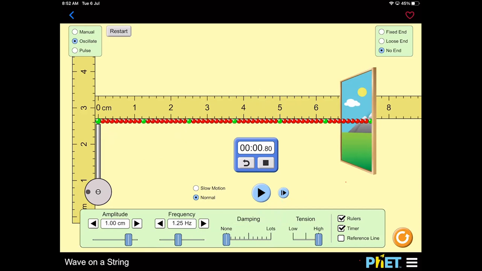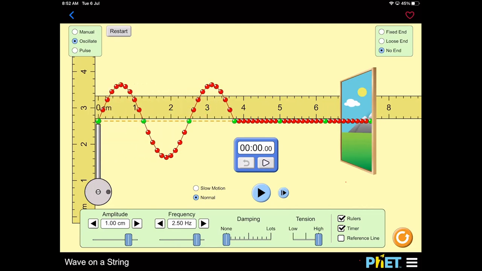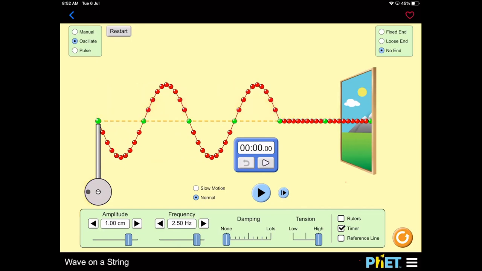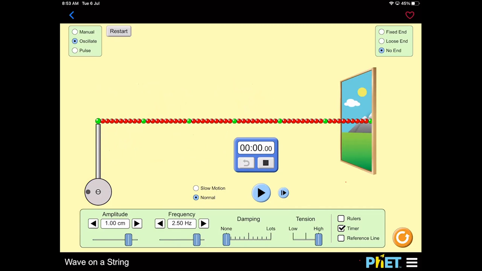So let's restart. Restart that. And let's play. So what we're going to do is make a lot of waves and count the waves and divide them in two different ways. So let's have a look. Let's create two waves. It's one wave. That's 1.5 waves. That's 2 waves. I'm going to get rid of the rulers because I don't need them. I forgot to press timer. So start the timer and go.